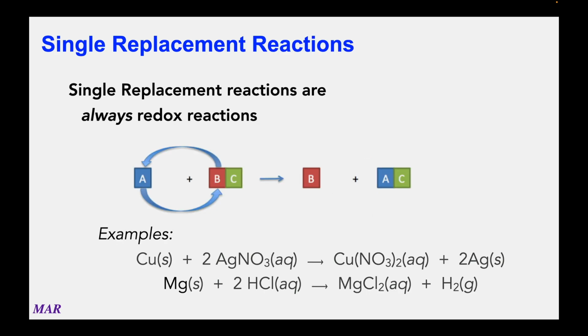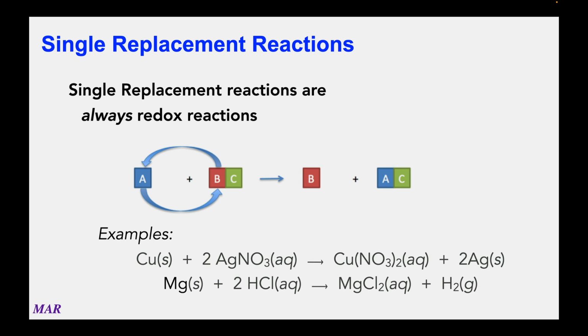Single replacement reactions are a type of reaction where you have a piece by itself and it's changing places with the corresponding piece in a second species. Now I know that's about as clear as mud, so let's look at an example down there, where copper in the first one is reacting with silver nitrate.